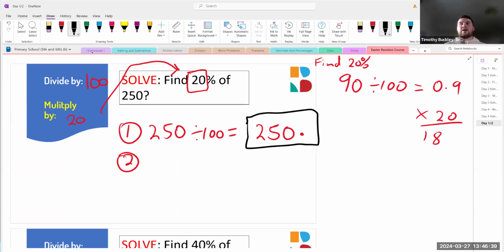Type into the chat why you think we're going to move the decimal point twice. So type it into the chat now. Why are we going to move the decimal point twice, if you know it? So this is one of the most important. It's okay if you don't know it. I'm going to explain it again, but if you do know it, put it into the chat.